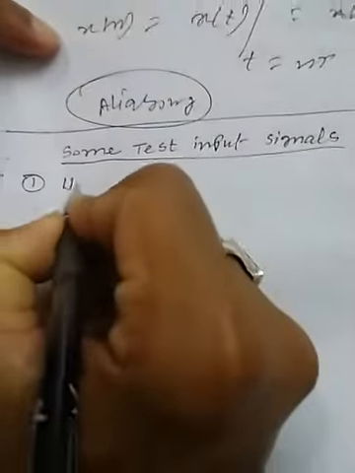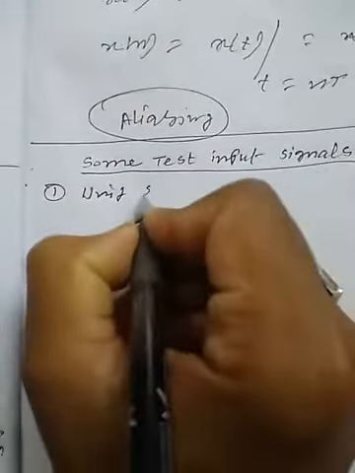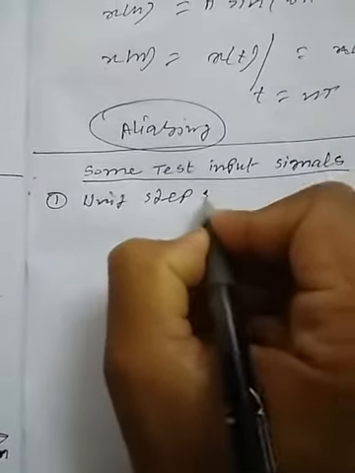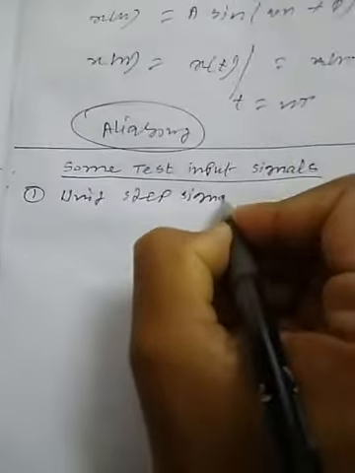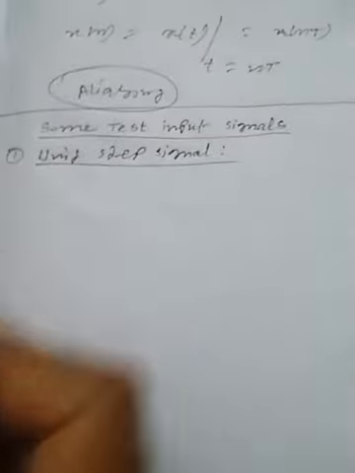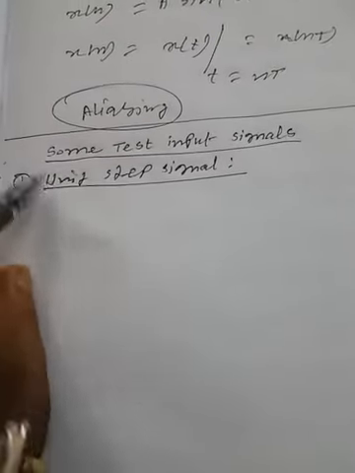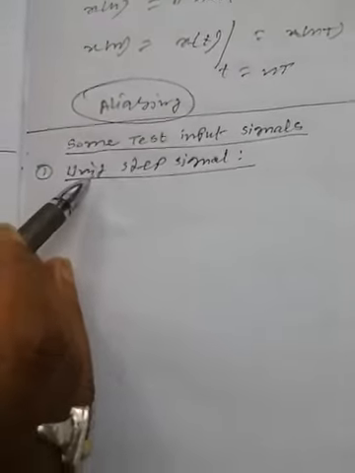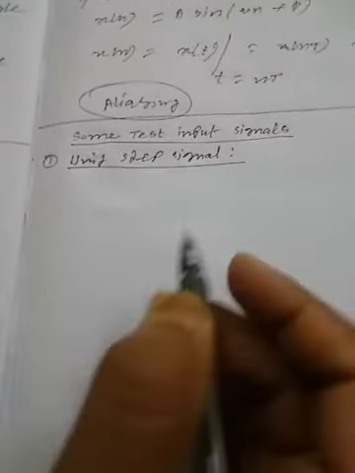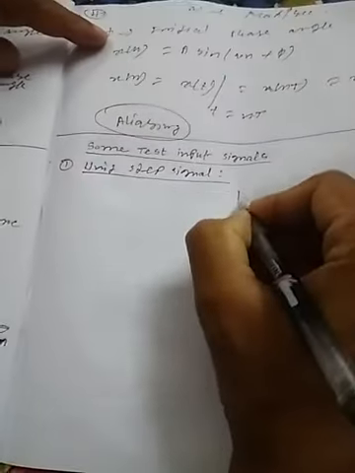So some test input signals. The first signal is the unit step signal. From the name unit step, unit means 1, the value of the signal will be 1. So the graph of a unit step signal looks like this.